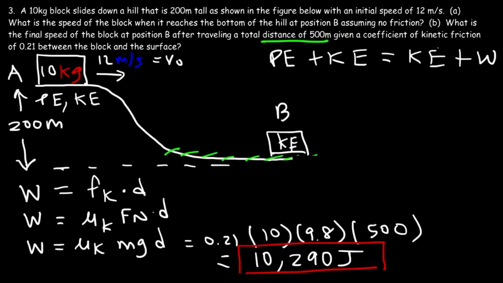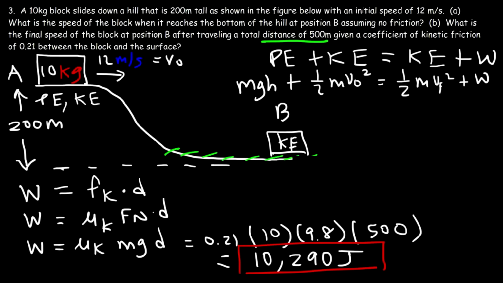Now let's use that to calculate the final kinetic energy and also the final speed. So the potential energy is mgh, and the kinetic energy at position A is 1/2 mv initial squared, and the final kinetic energy is 1/2 mv final squared, and then plus W.